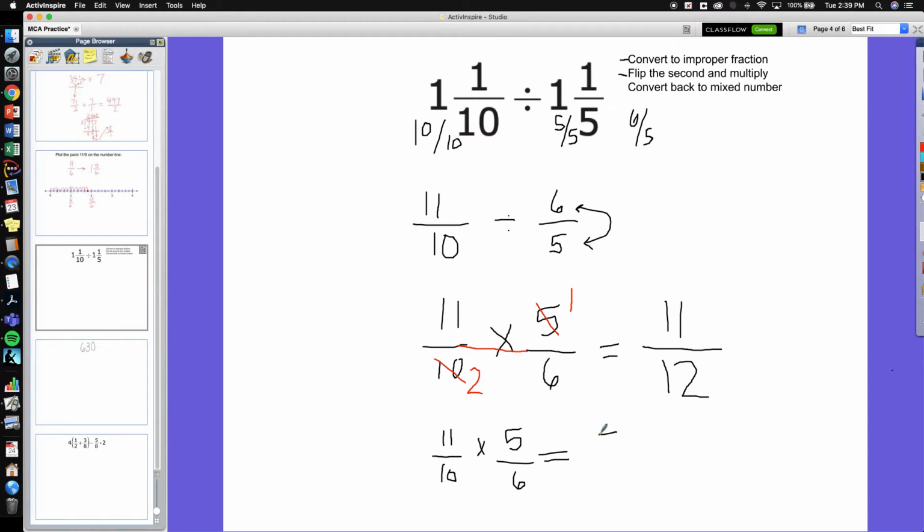If you have 55 divided by 60, you know that these two numbers are both divisible by 5. So if we take 55 divided by 5, we get 11. And if we take 60 divided by 5, we get 12. So we get the same answer, 11/12.